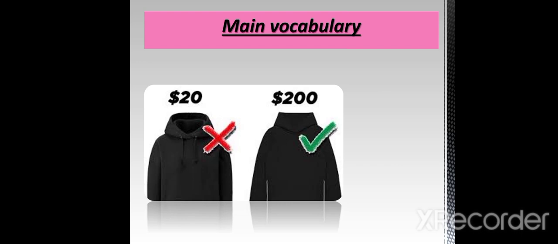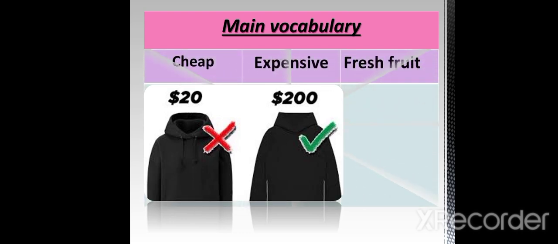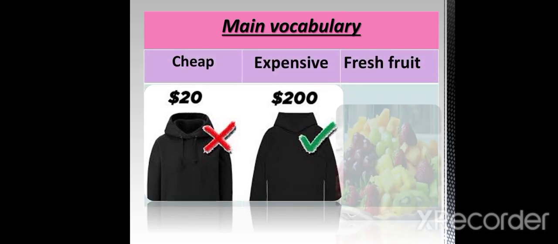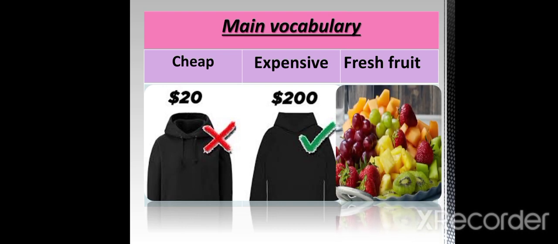The jacket is $20. This jacket is $200. The first one is cheap. The second one is expensive. Let's read together.